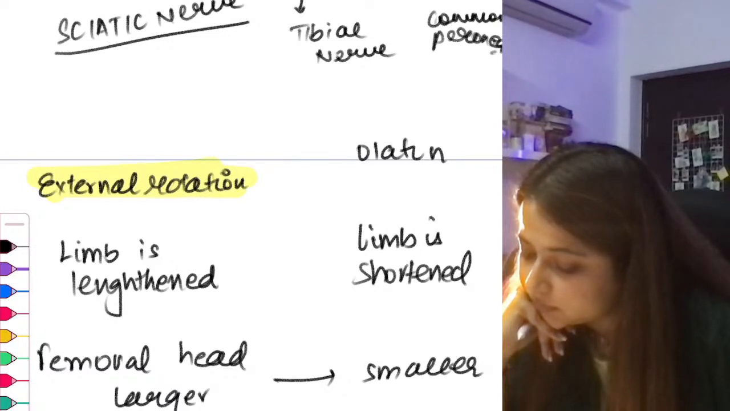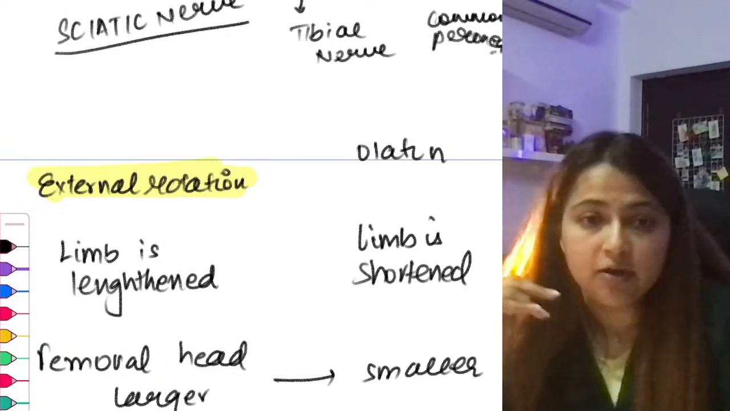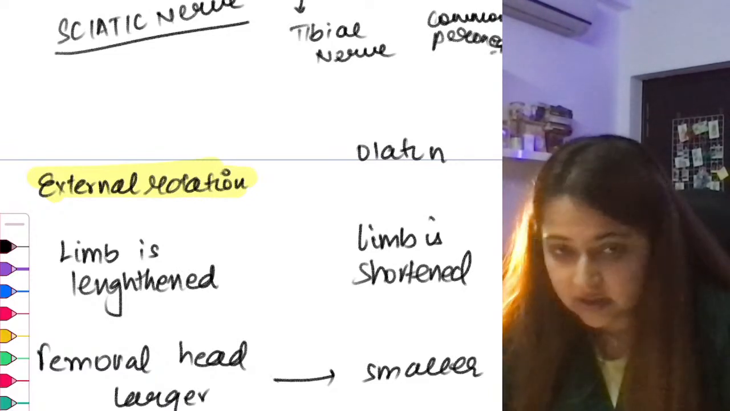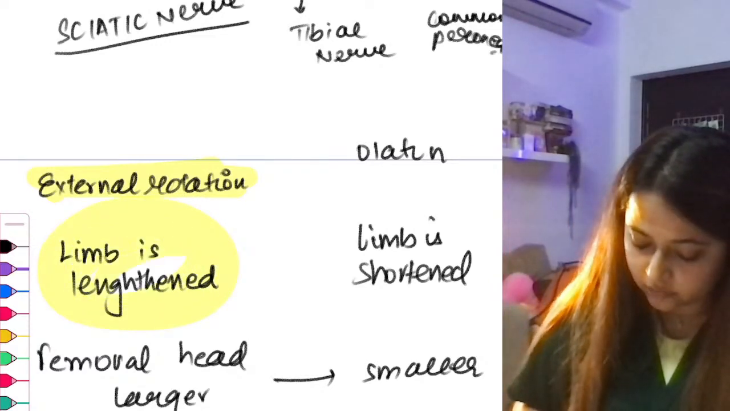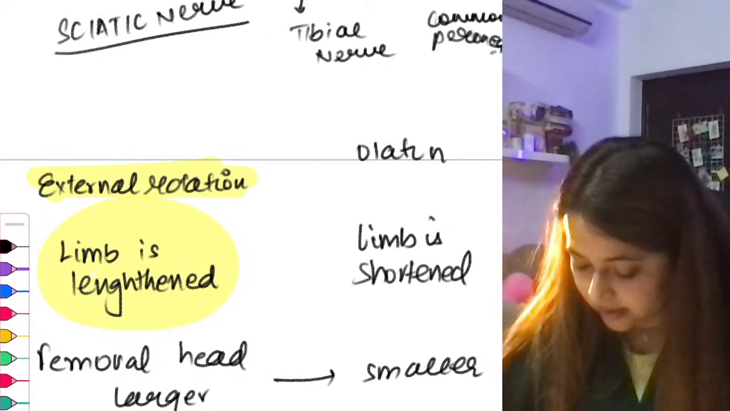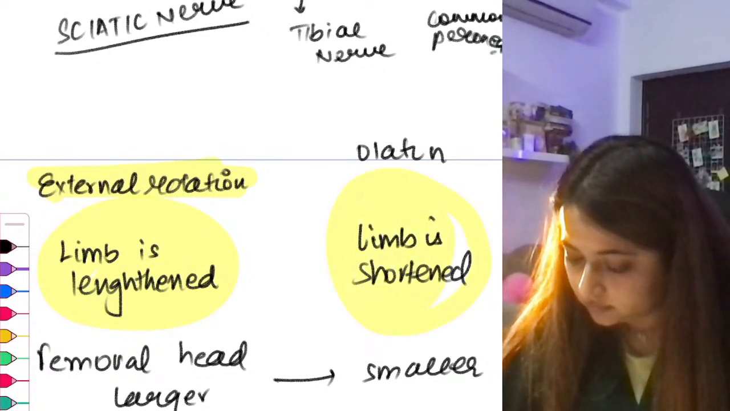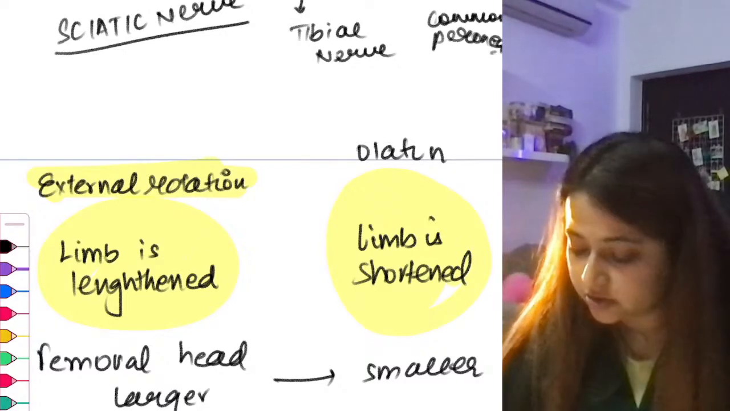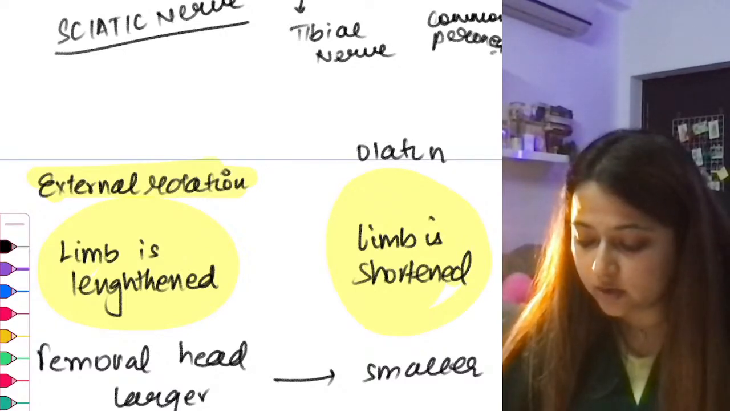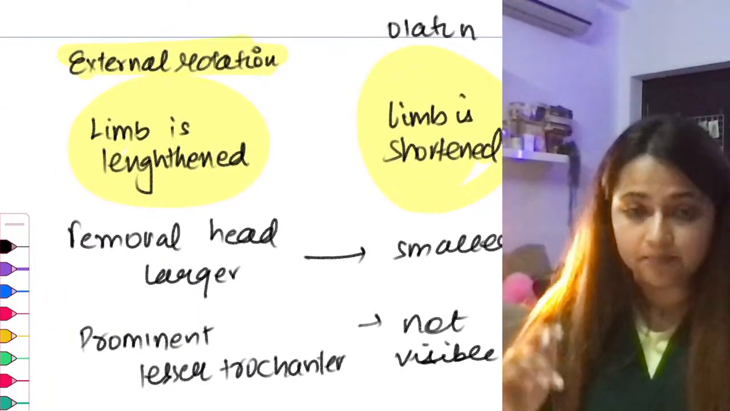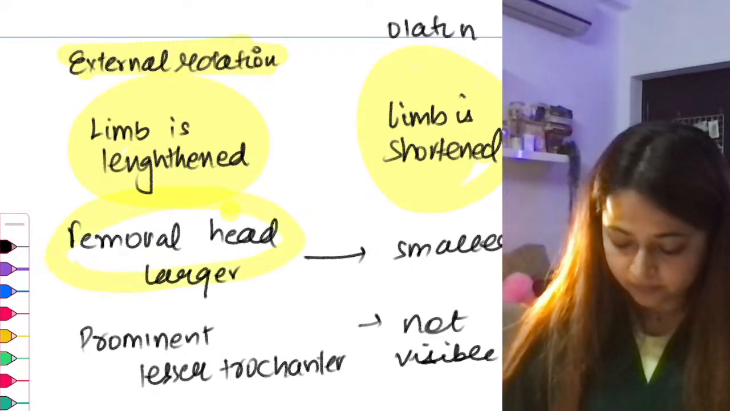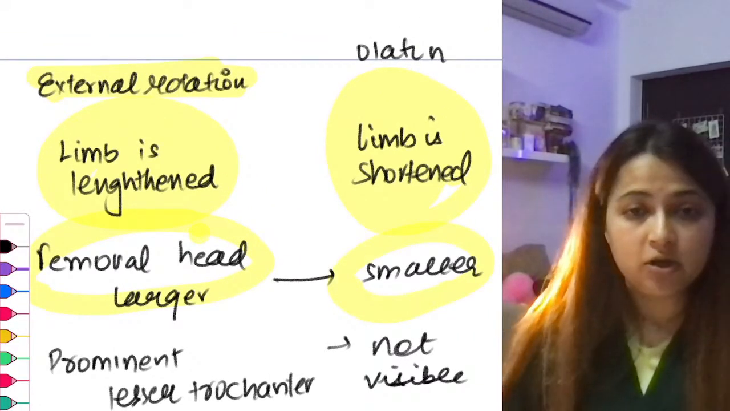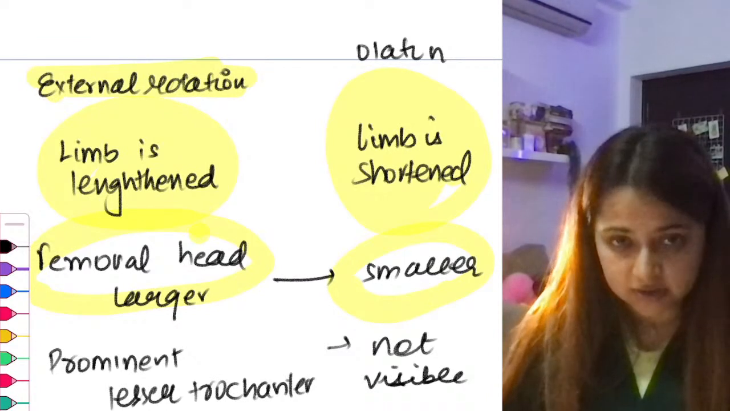The answer is anterior dislocation. Akash, this is anterior dislocation. So the limb is lengthened in case of anterior dislocation of the hip, whereas limb shortening takes place in posterior dislocation. This is an important point, so Akash, know this mistake. Then the femoral head would appear larger in case of anterior hip dislocation, whereas the femoral head will appear smaller in case of posterior hip dislocation.